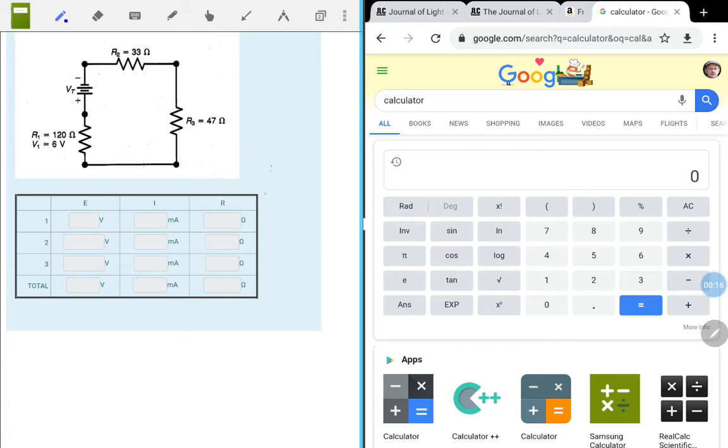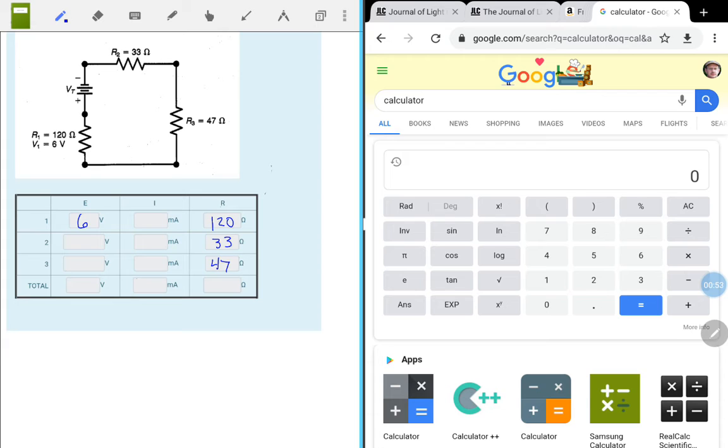We see that resistor number 1 is 120 ohms, so we're going to write 120 in that box. We see that resistor 2 is 33, and resistor 3 is 47. And we see that the voltage on resistor 1, which is right here, is 6 volts. Now, since that's V1, we're going to put that under E for voltage. It'd be 6 volts. So we'll put it right there. We're going to go up here, get a pen, and put in 6 volts right there.